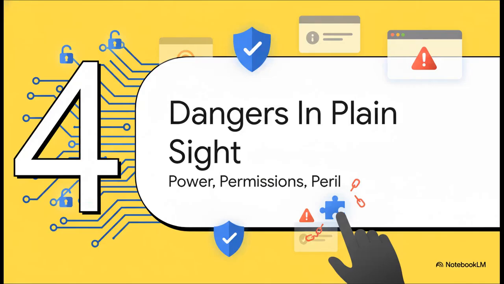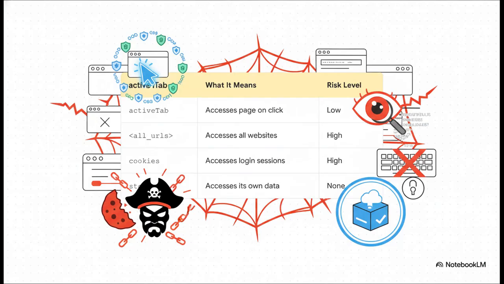And that right there brings us to the most important part of this whole explainer. We've seen how easy it is to build and publish an extension. Now let's talk about the incredible power they can wield and why understanding permissions is your first and your best line of defense. Okay, this is where you really have to pay attention.